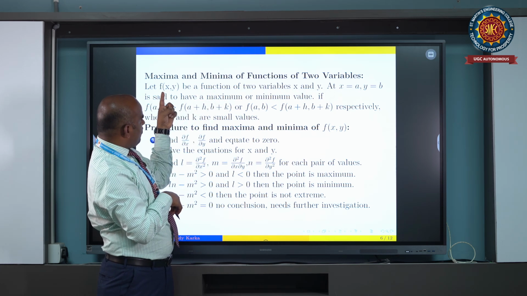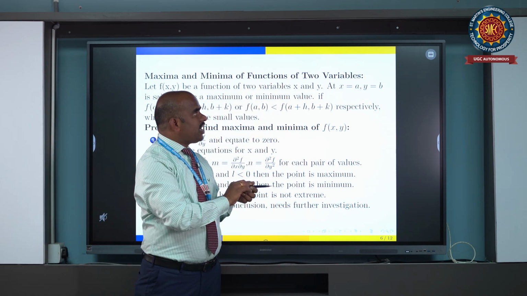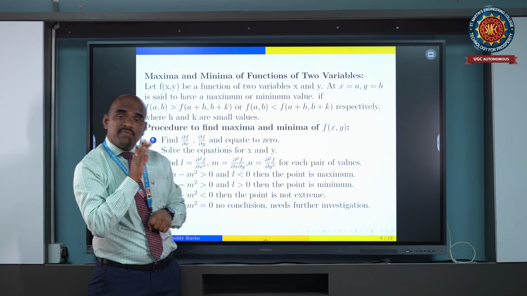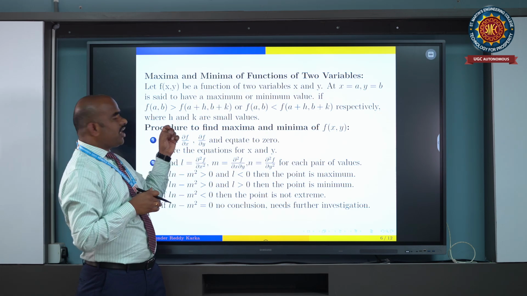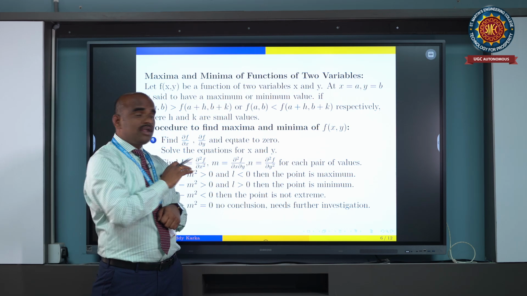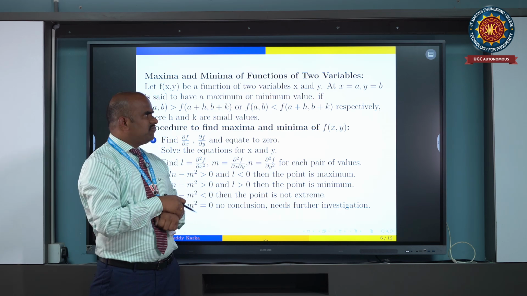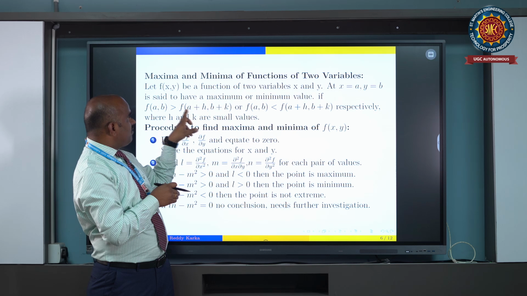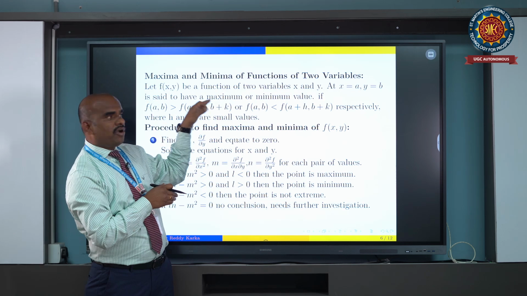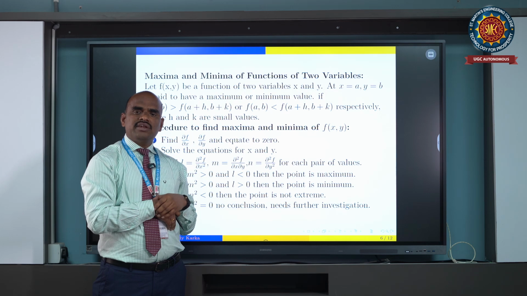For a given function f of x comma y of two variables, at x equal to a and y equal to b, the function is said to have a maximum or minimum if f of a comma b is greater than f of a plus h comma b plus k, or f of a comma b is less than f of a plus h comma b plus k. The meaning of this is, if the function at the point a comma b has a greater value than at the neighbouring points, then that point is a maximum. If it is less, then the point is a minimum.